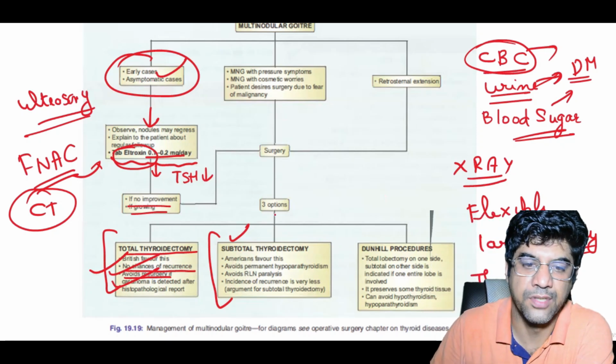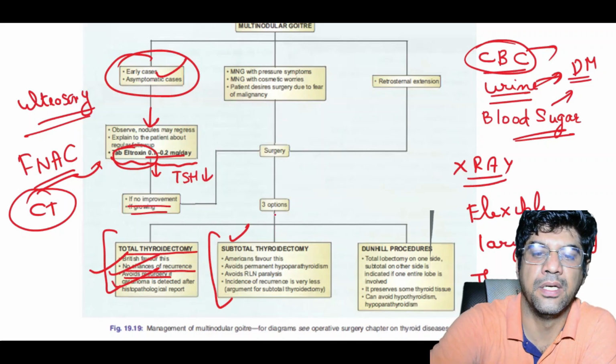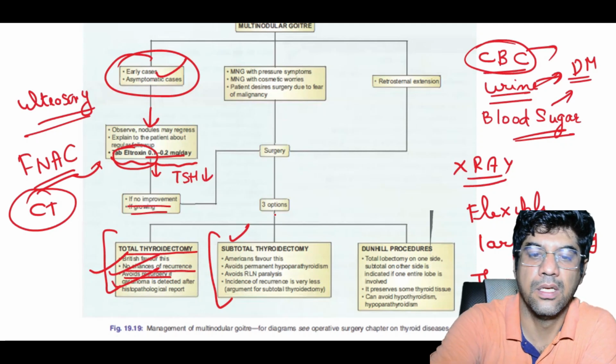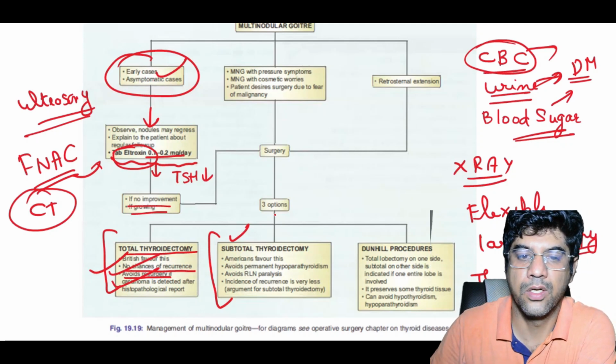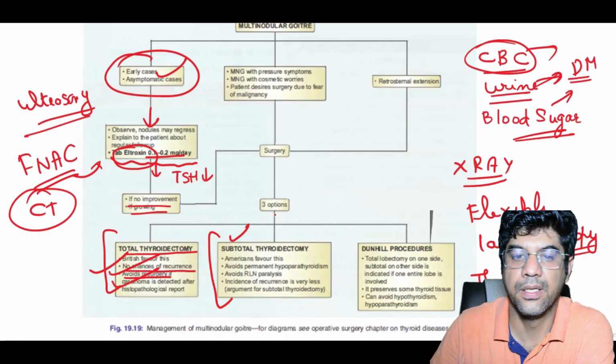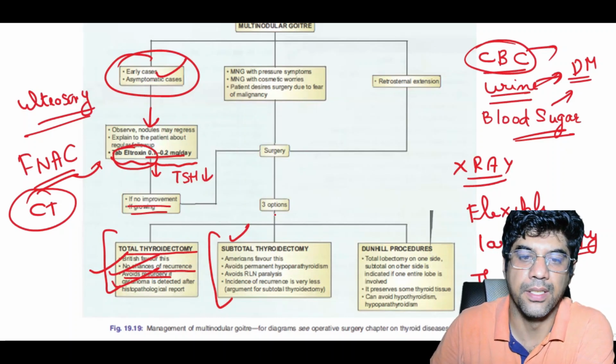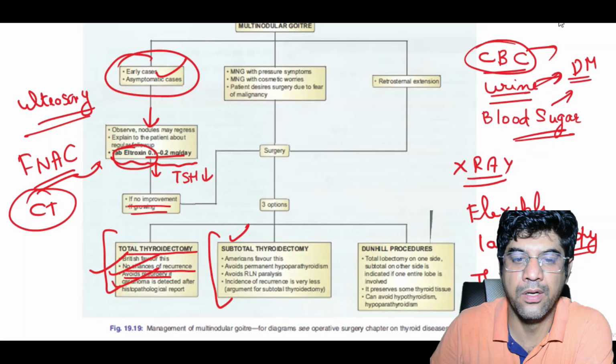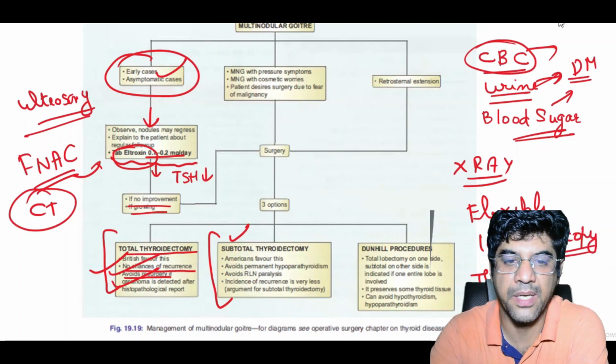So here there is a lower incidence of recurrence. The third procedure is the Dunhill procedure. In that, total lobectomy is done on one side and subtotal removal on the other side. So it is indicated if one lobe is predominantly involved, we remove it. It preserves more thyroid tissue than total thyroidectomy, and that is why it reduces the risk of hypothyroidism.